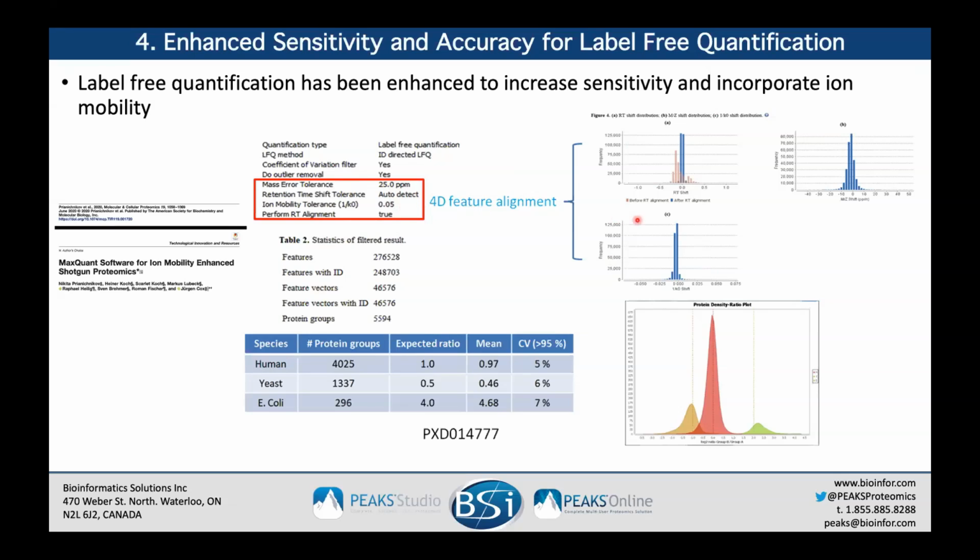And then one of the things we've put into this Pro version is this auto detect retention time shift. What that really is saying is let the software decide and go through each individual file when it detects its features and detect what the retention time shift tolerance should be. So you'd no longer have to specify a particular number of minutes here.